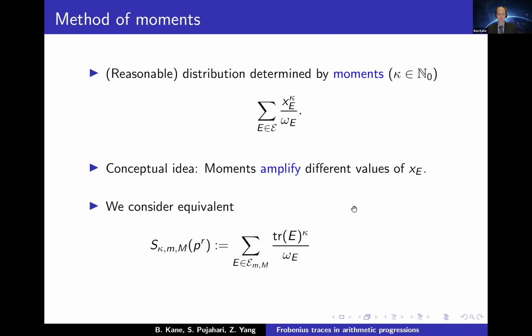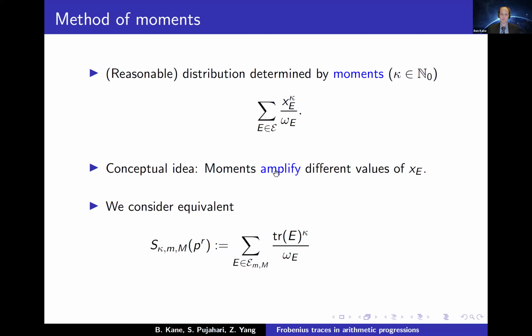So instead of looking at this distribution question as a probabilistic question, we can think of it in terms of this equivalence question where we look at these traces to the kappa power. And I don't have to normalize because the normalization is just a fixed power of p. And I can ask, what's the asymptotic growth of this average, right? So the probabilistic question, when I look at the moments, becomes an asymptotic question about this sum.